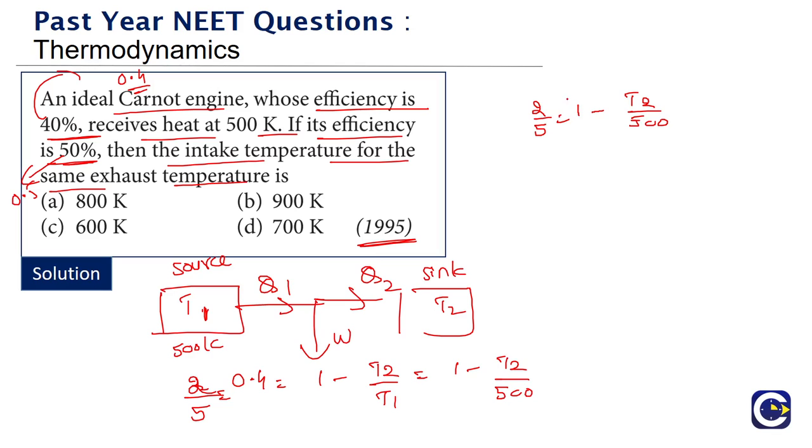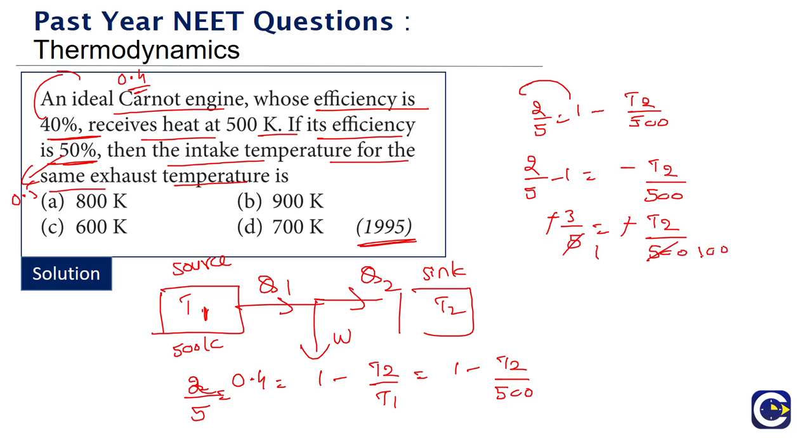We'll rearrange it. So 2 by 5 minus 1 is equal to minus T2 by 500. So 2 by 5 minus 1 means it will be minus 3 by 5 is equal to minus T2 by 500. So minus minus is cancelled. 5 ones are, 5 hundreds are. We'll take the 100 to the left side. So 3 into 100 is 300. That is our T2. So that is the sink temperature. So what is the sink temperature? 300 Kelvin.